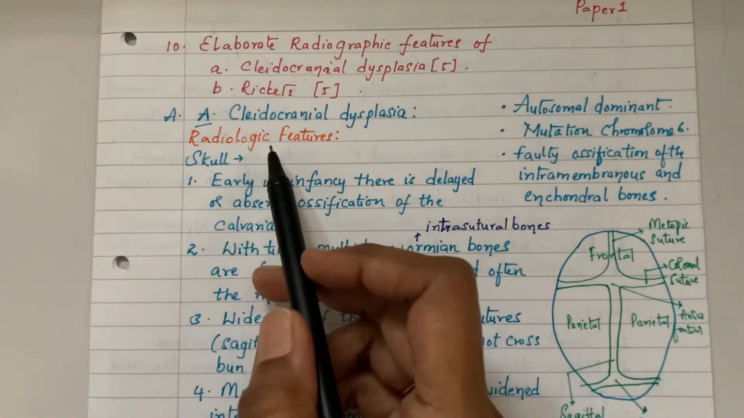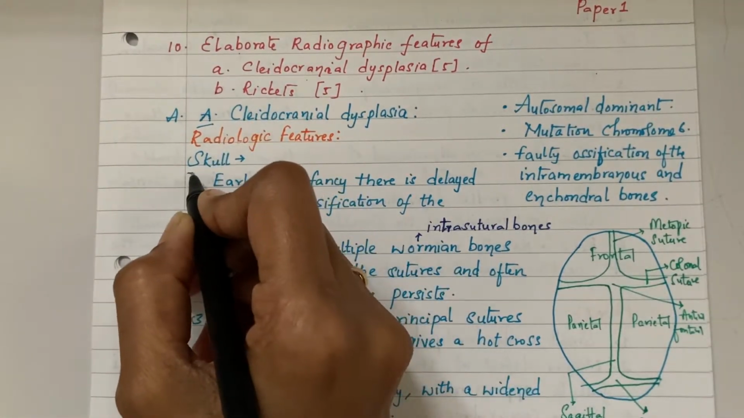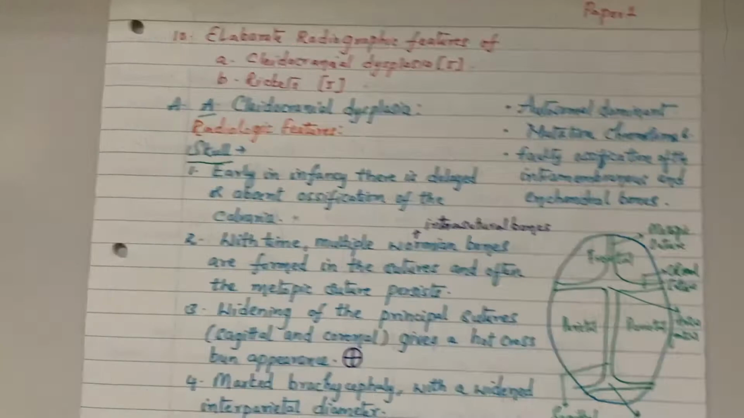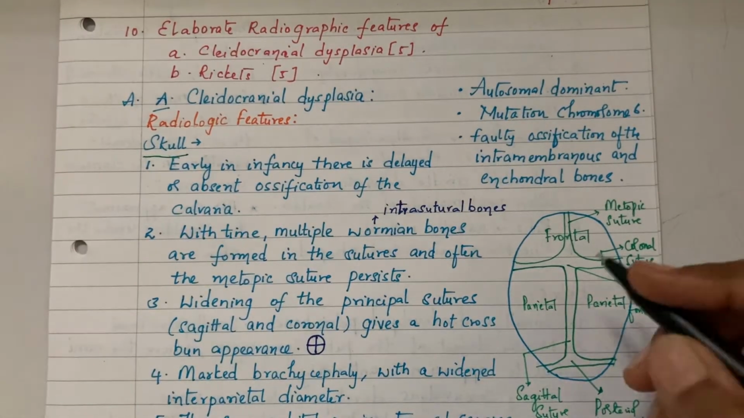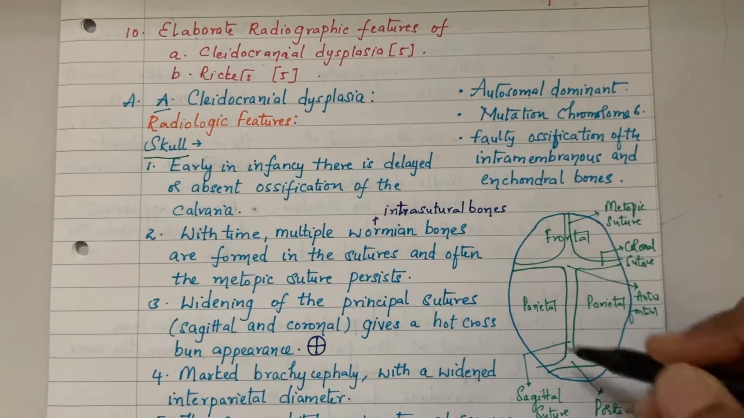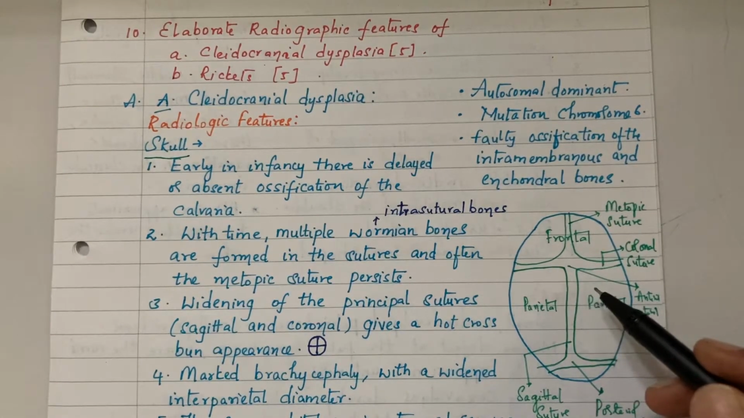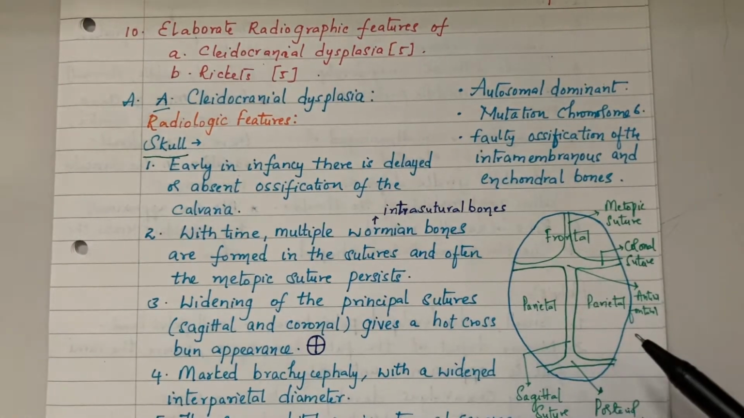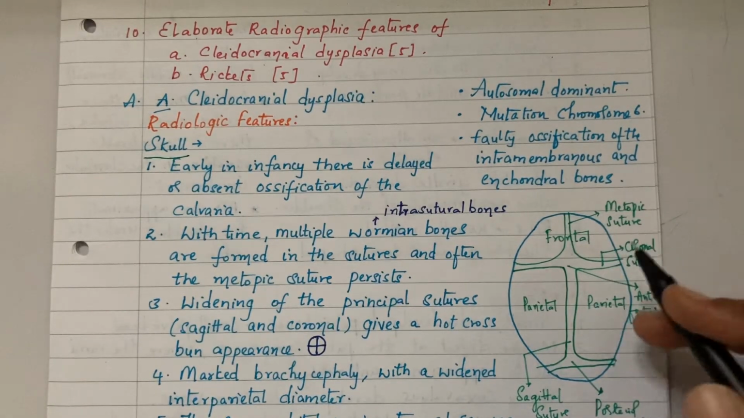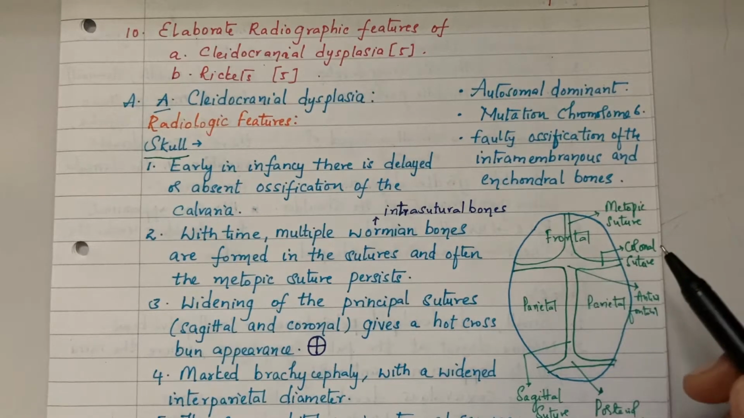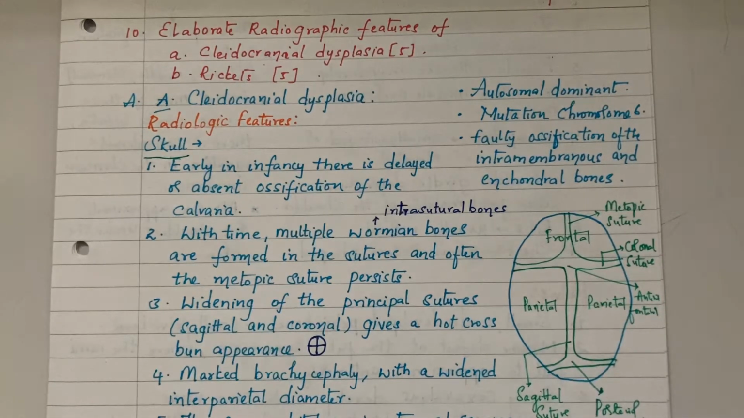Directly going into radiological features, first we'll talk about the skull. Early in infancy, there will be delayed or absent ossification of the calvaria. As a baby grows, there should be ossification of the bones of the calvaria, and there should be closure of the frontal layer. Here there will be delayed or absent ossification of the calvaria.